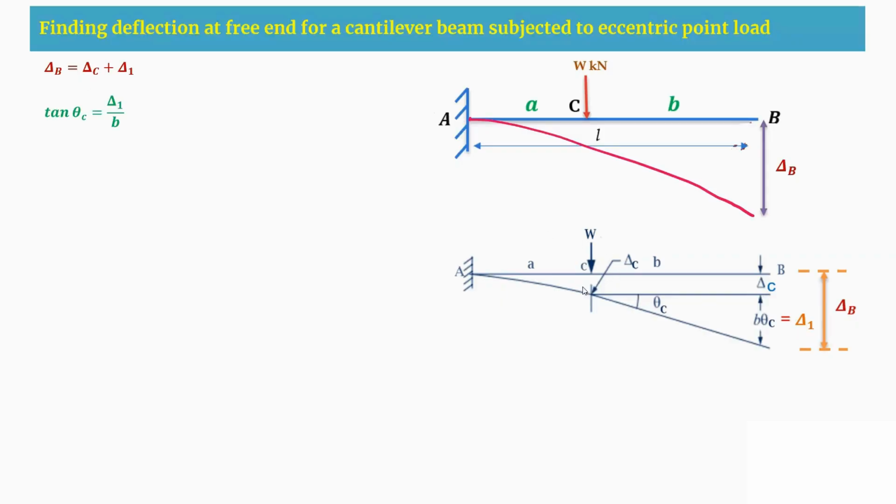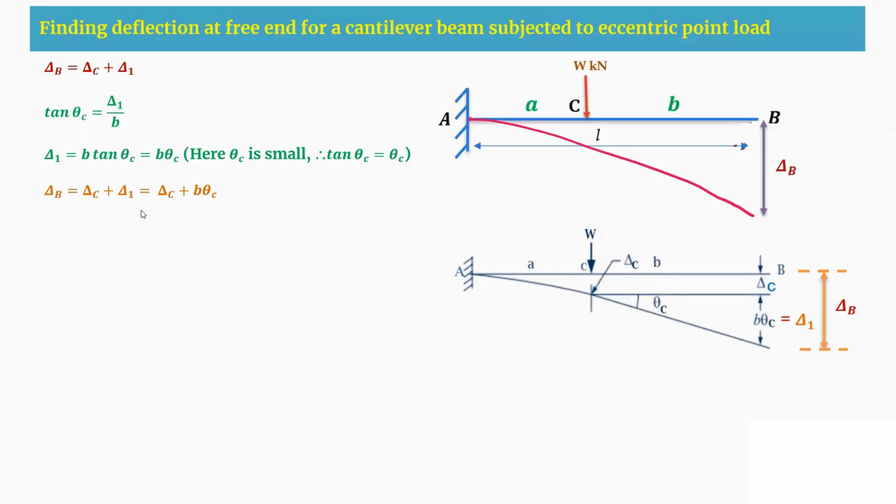From this triangular portion, tan theta C will be equal to opposite by adjacent, that is delta 1 by B. So delta 1 will be equal to B tan theta C. As this angle is very small, I am writing tan theta C as theta C. Therefore, delta 1 will be equal to B into theta C. Now, substituting in the above equation, delta B becomes delta C plus B into theta C.